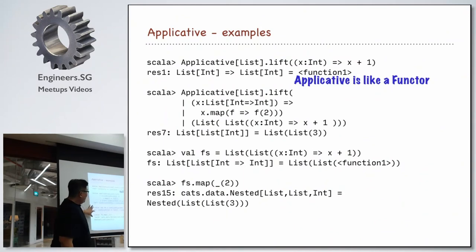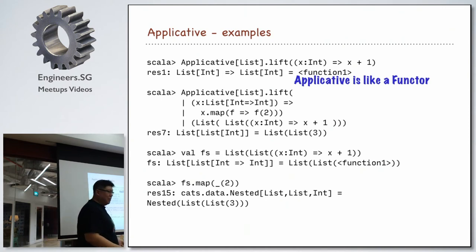Now, this example over here is actually using a nested data type. In CATS, you don't really have to write this kind of expression using an applicative. You can if you want. But in CATS, they have this thing called Nested. The nested structure is basically the same. It's a nested functor: a functor of a functor of a functor. Because sometimes you have very complex abstractions built inside something that can be mapped over.